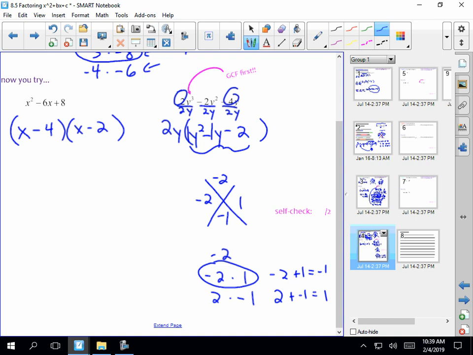So my final factorization, completely factored form of this, would be: bring down the 2y. Don't forget to bring that down. And then this quadratic trinomial becomes y minus 2, y plus 1. I'm just using the values here and here and pairing them with the y, and I've got it. So final answer, complete factorization, is right here.